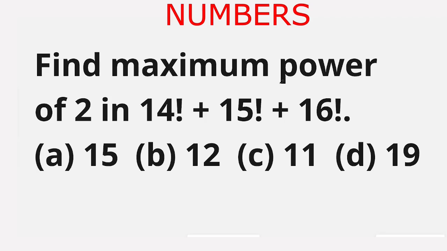Find the maximum power of 2 in 14 factorial plus 15 factorial plus 16 factorial. The given options are option A 15, option B 12, option C 11, option D 19.